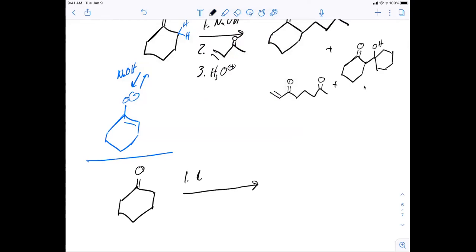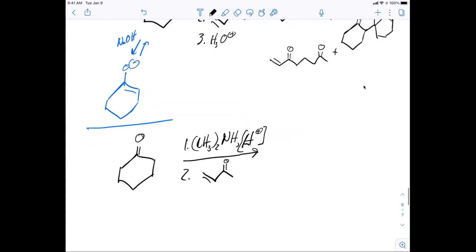So the first step, and we'll work through this, is a secondary amine with trace acid. We're going to add our alpha beta unsaturated species, and then we're going to add an acid and water solution.